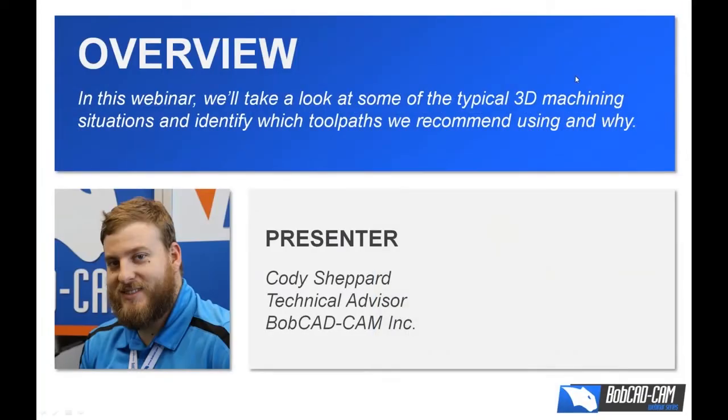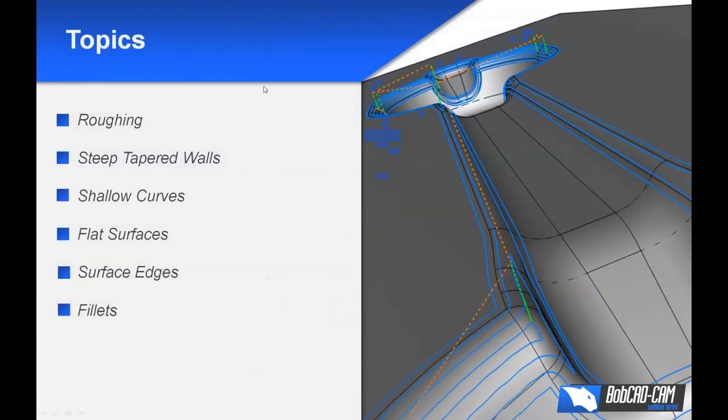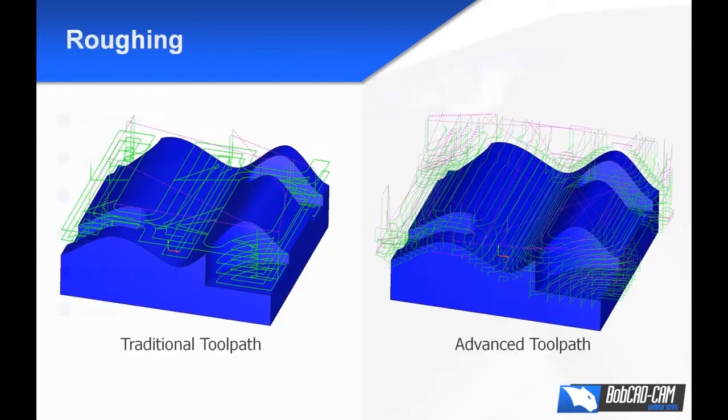Basically we're going to be covering a lot of the 3-axis Pro toolpaths for this exercise today. We're going to go over some of the roughing, flat surfaces, surface edges, and fillets, just when to use them and how certain toolpaths can be utilized. Like I said, if you have any questions, please let me know as we're going through it, so we can answer them as we go along.